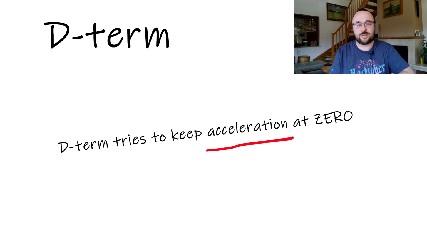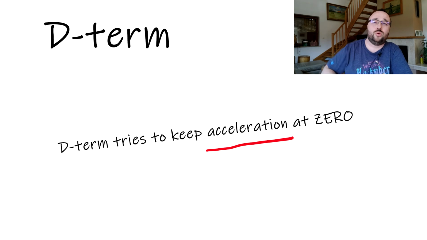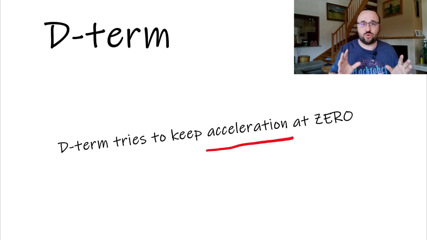There are different approaches to what the D term should be doing, and whether the D term should be working with the measurement or with the error. It really feels different. There is a different level of response depending on what you are computing the D term from, but the D term always tries to keep the acceleration at 0.